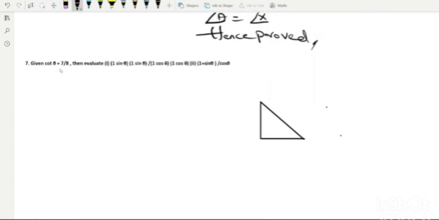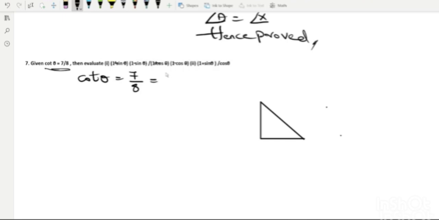So the next problem here is the seventh one. Given cot theta equals 7 by 8, and he has asked us to evaluate the first question, (1 plus sin theta) into (1 minus sin theta) divided by (1 plus cos theta) into (1 minus cos theta), and the second one is (1 plus sin theta) divided by cos theta. So the given value is cot theta equals 7 divided by 8.